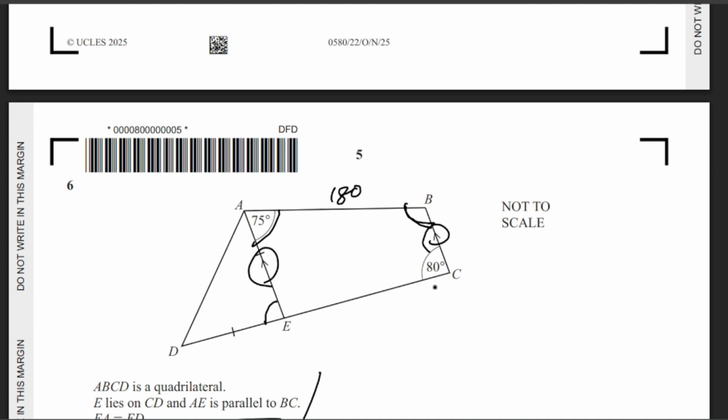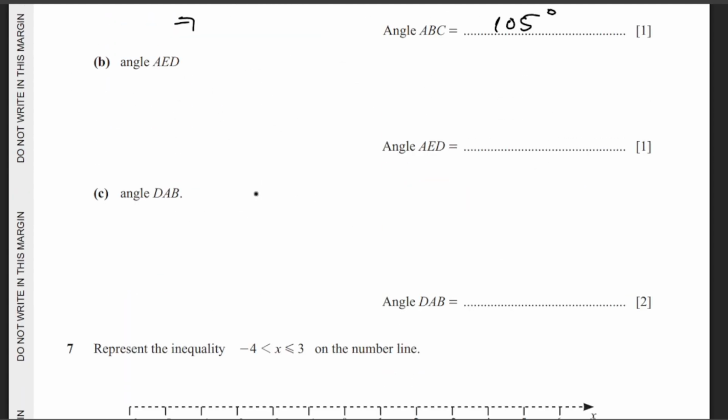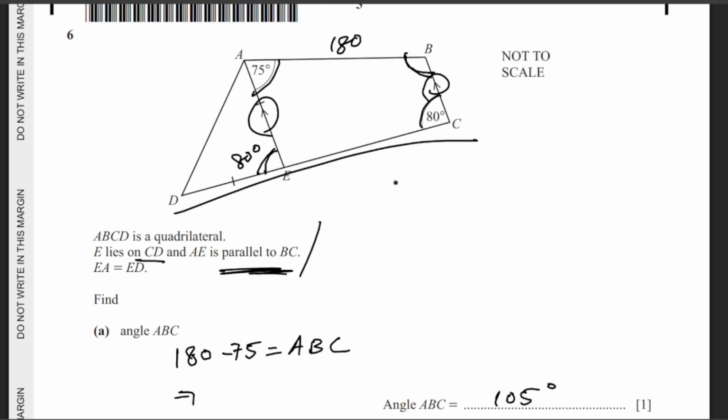First look at this. It says that AE and BC are parallel. Now, if DC is a straight line, that means this angle would equal this angle. It says over here, E lies on CD, so CD is a straight line. That means this angle would equal 80 degrees. And yes, according to the marking scheme, this is correct. If you guys are having trouble in this topic, make sure to go check out my video on angles.